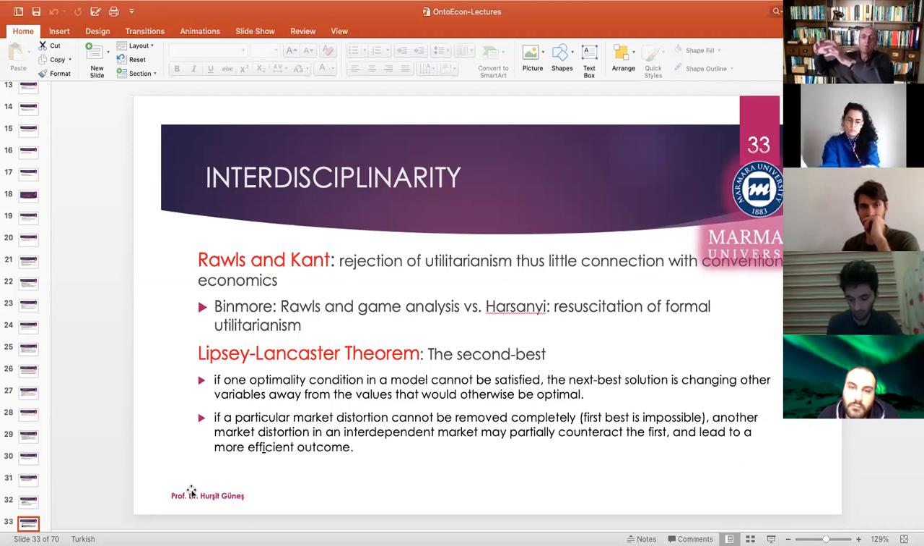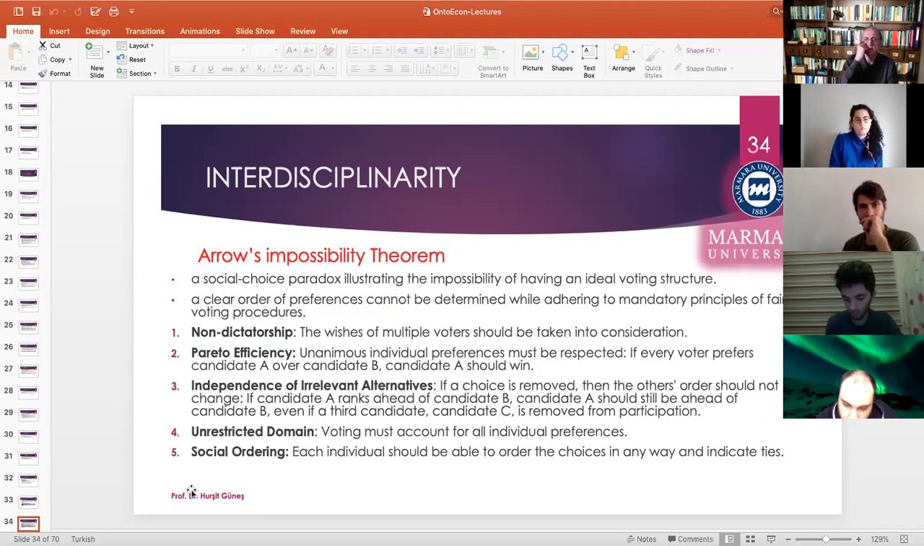So you bring forth a certain market distortion, which is of course not as good as the first best because there is a market distortion, but that market distortion may bring you a more efficient outcome than the present alternatives. Yes, this is, you know, about the second best.